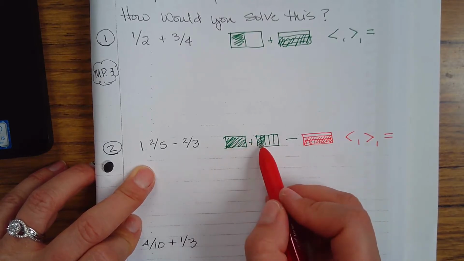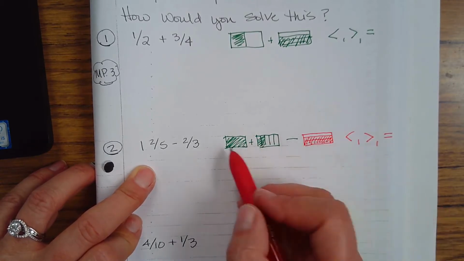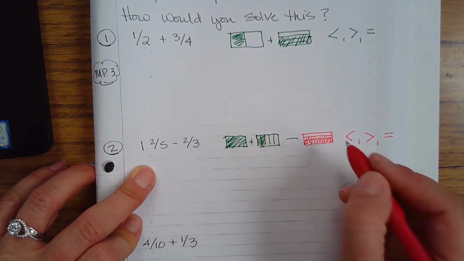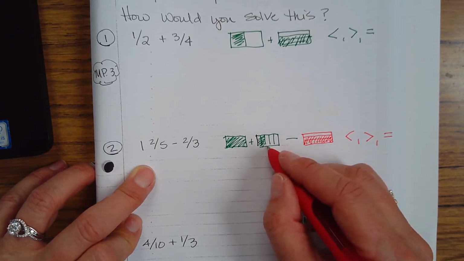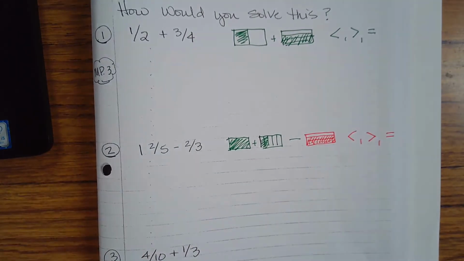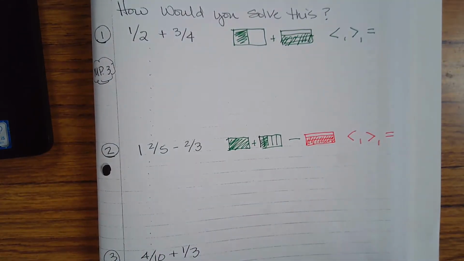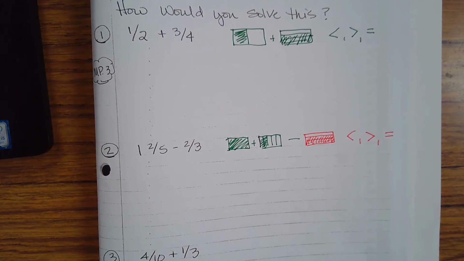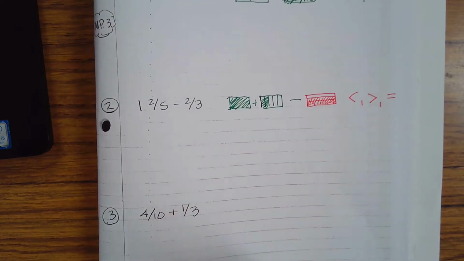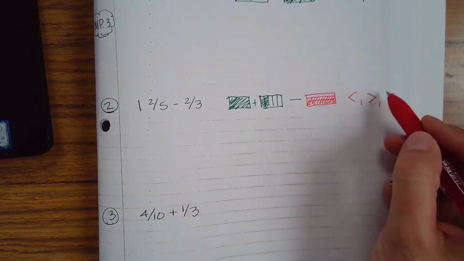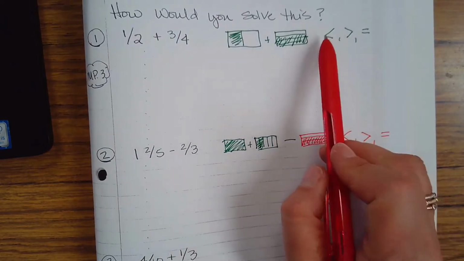So if you had 1 and 2/5 and you took 2/3, oh wait, I think I did fifths here. Oh wait, no. 1, 2, 3, 2/3 away from here. Where would my fraction end up? Would it be greater than, less than, or equal to 1? And this is just about thinking about reasonableness of a fraction. So as you're going through this, I just want you to think about this. And I want you to tell me somewhere, using the symbols, if it's less than, greater than, or equal to 1.